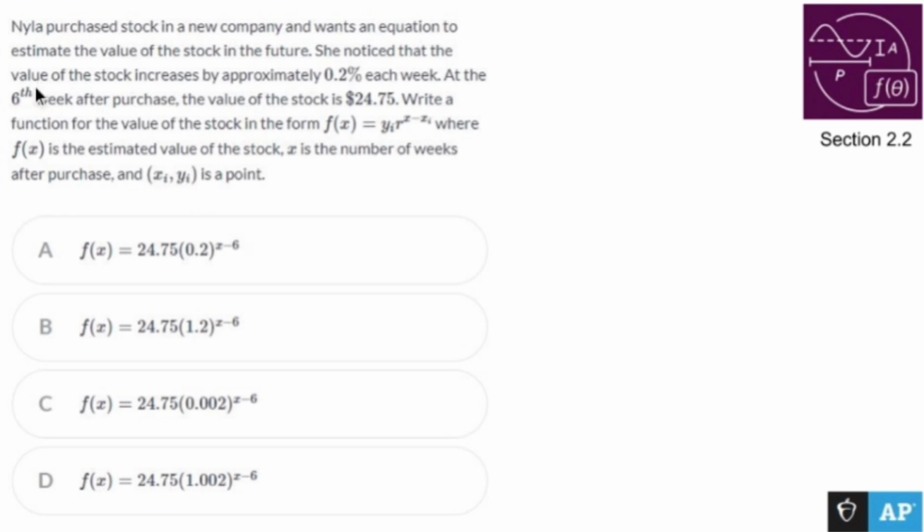All right, so you would be a point. 6th week, well, hold on. What does it want week to be? X. So yeah, you would be a point: 6, 2475. So let's do that. 6, 2475. Okay, that's the x sub 1, y sub 1 that they want me to use.